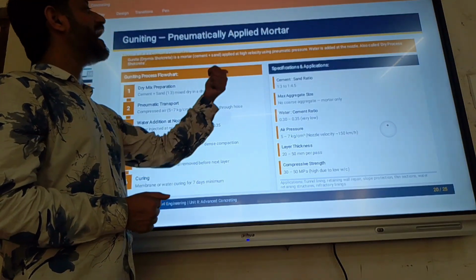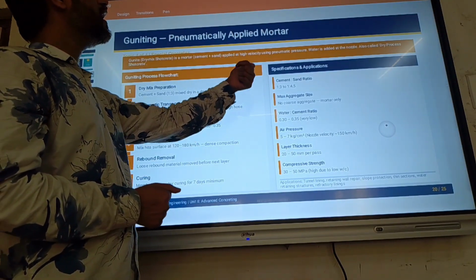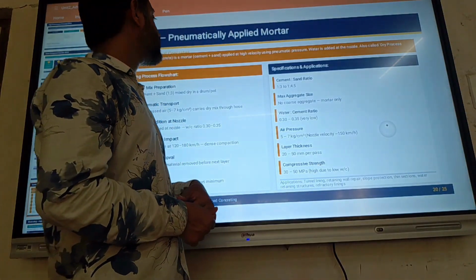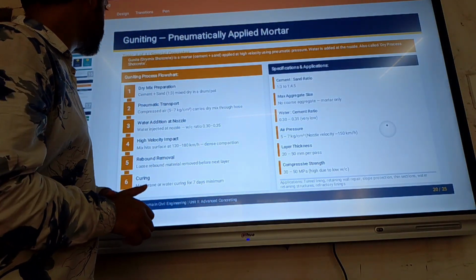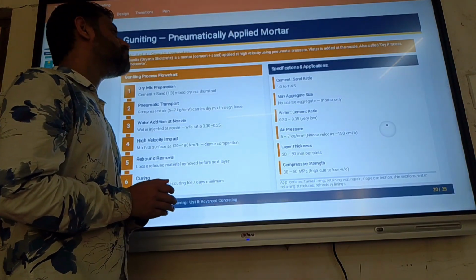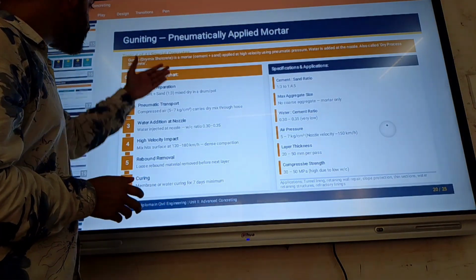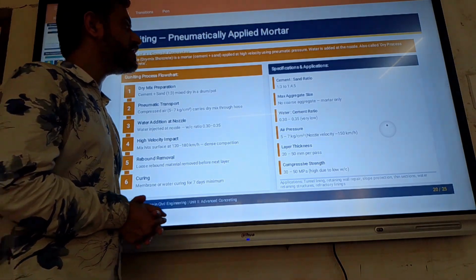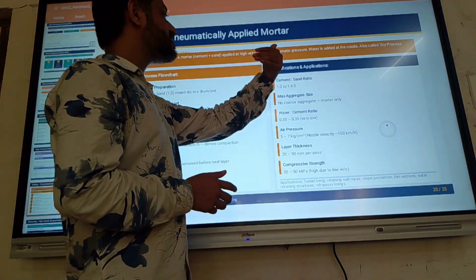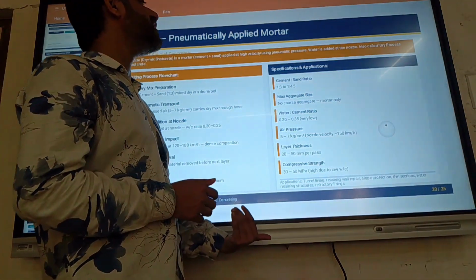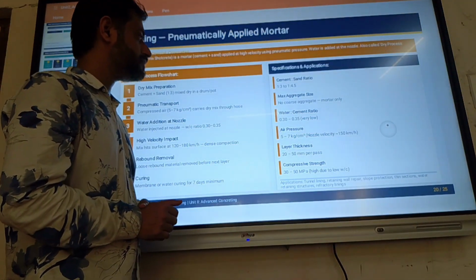Gunite is applied at high velocity using pneumatic pressure. Water is added at the nozzle and it is also called the dry process shotcrete. Okay, one of the most important processes. So this is the total process flowchart of gunite, right? And these are its specifications and applications where all the criteria are being maintained.